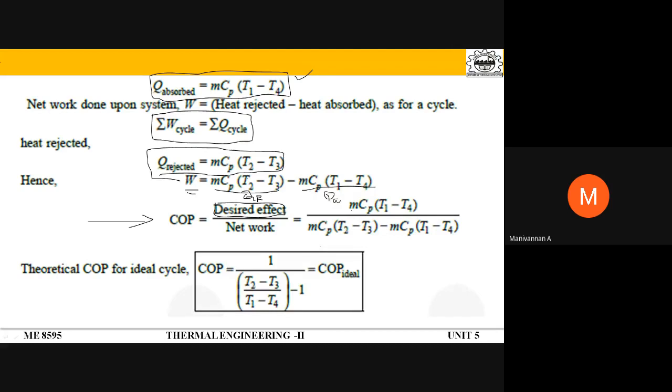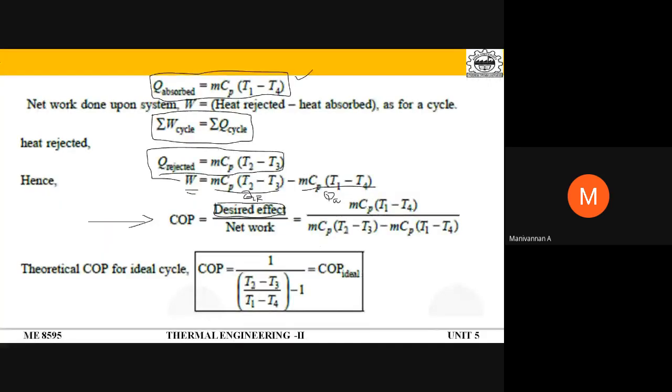So the desired effect is nothing but the amount of heat that you have to remove from the space, that is m into Cp into T1 minus T4. This is what we call heat absorbed, or refrigeration effect, or desired effect. We have different terminology for it. Our net work done is nothing but heat rejected minus heat absorbed, that is m Cp into T2 minus T3 minus m Cp into T1 minus T4.